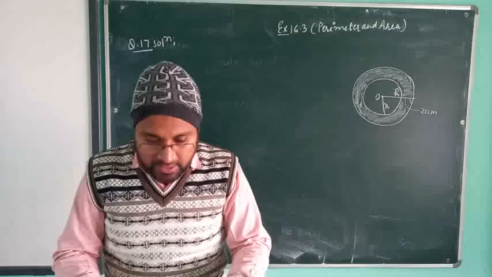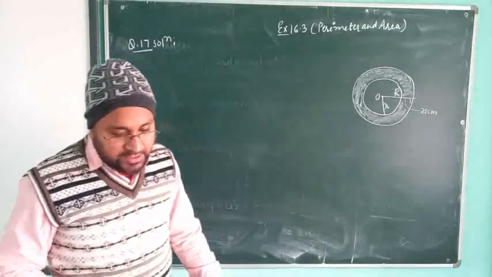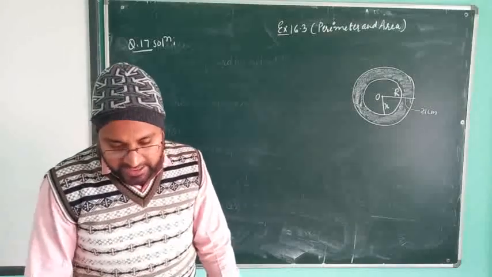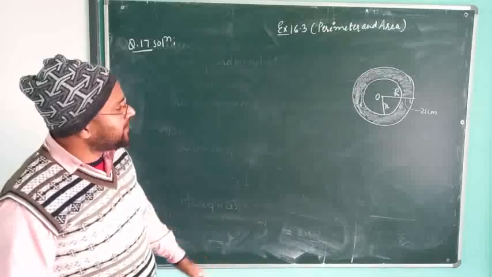In the adjoining figure, the area enclosed between the concentric circles is 770 centimeter square. If the radius of the outer circle is 21 centimeter, calculate the radius of the inner circle.